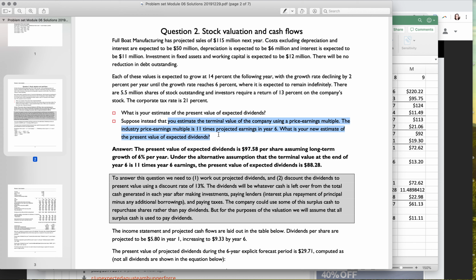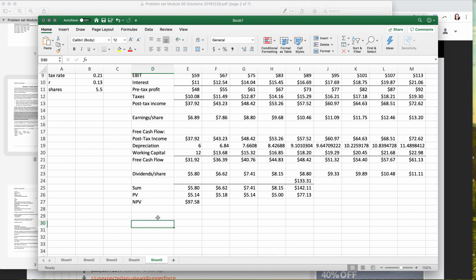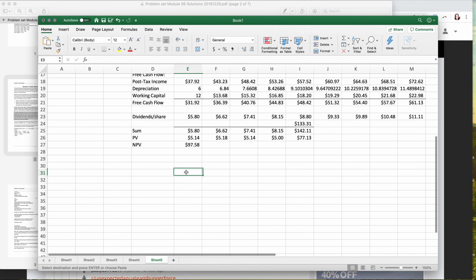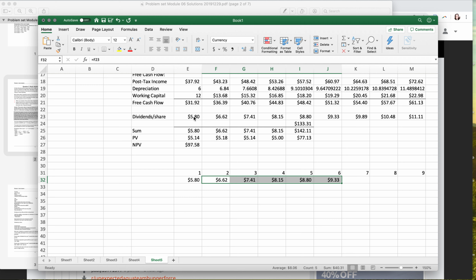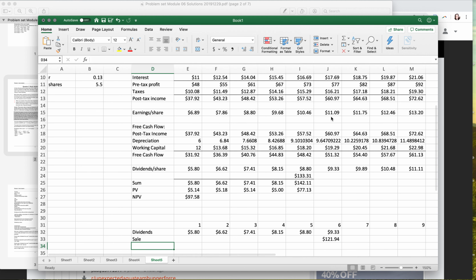All right, next question is just if I sell it at 11 times the projected earnings in year 6, what is the expected value of the dividends? Okay, so I'm going to copy the years down because it's a little easier to see. And then I'm going to link to the dividends, but I'm only going to do it for 6 years. Okay, so this is dividends, and then this is the sale price. And we're going to sell it for 11 times the earnings per share, which is $11.09. And then we'll get the sum of our cash flows.